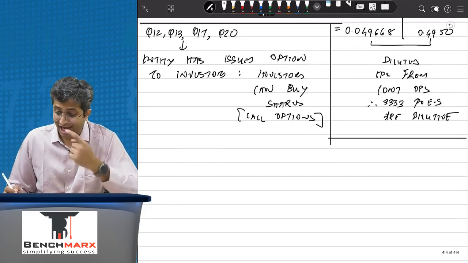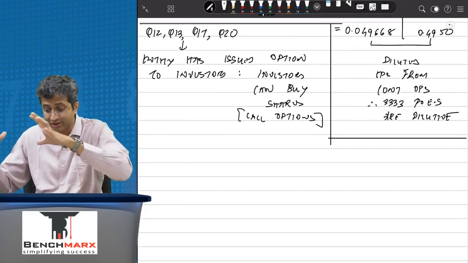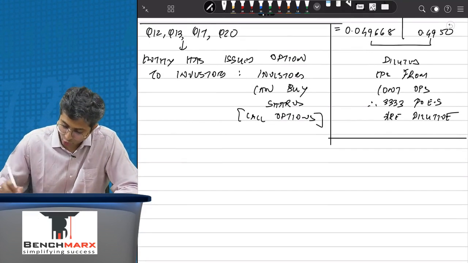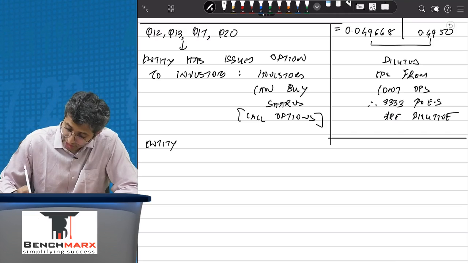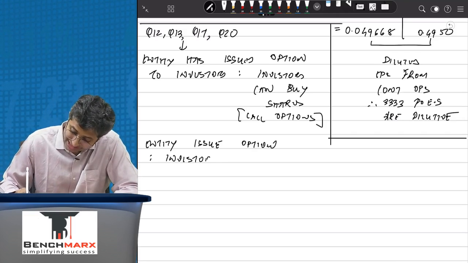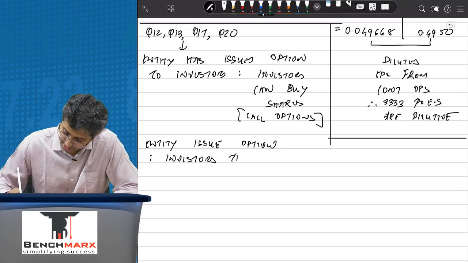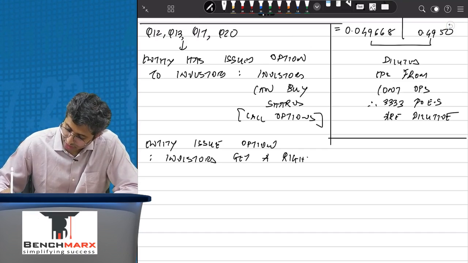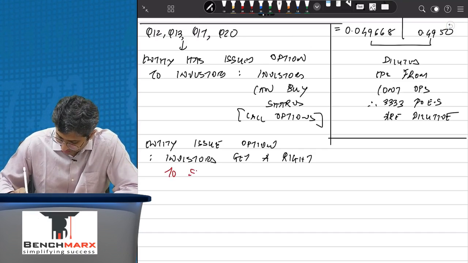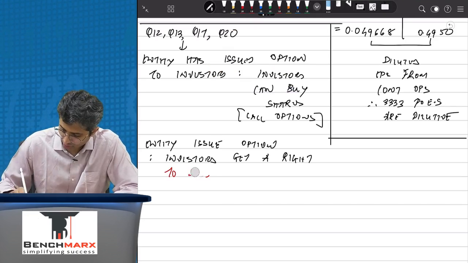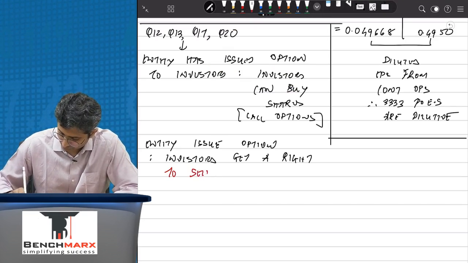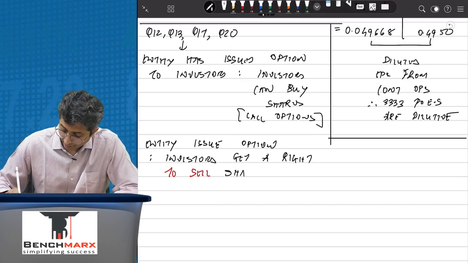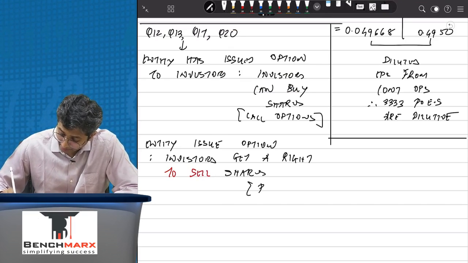Is it possible that the entity issues options to investors where the investors can sell the shares? So over here, the entity can also issue options whereby investors get a right to sell the shares that they hold. In this case, the entity is writing put options.